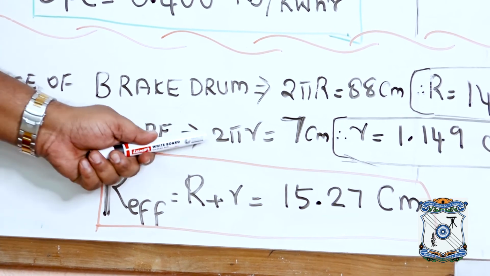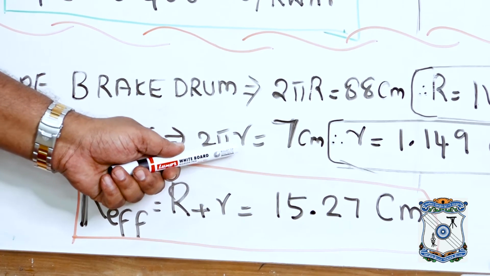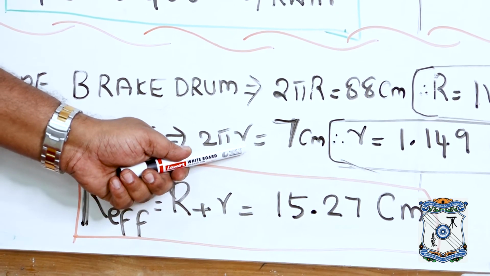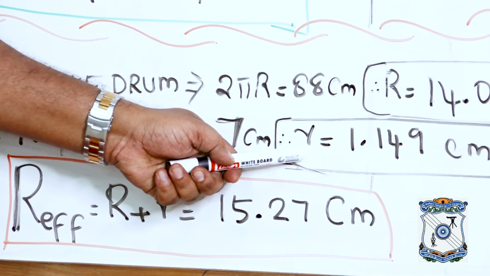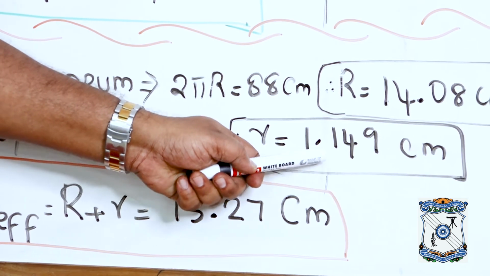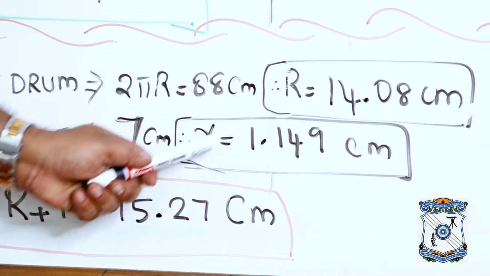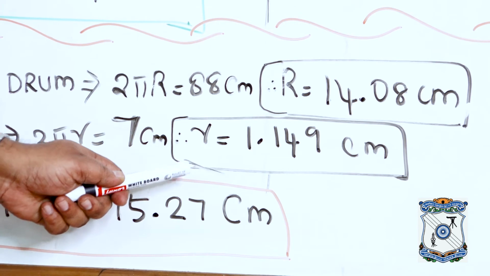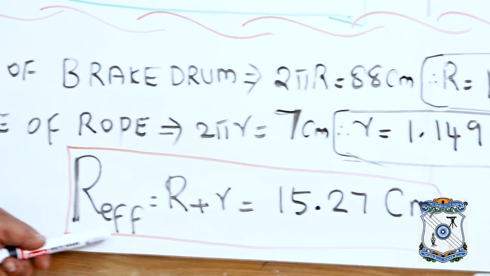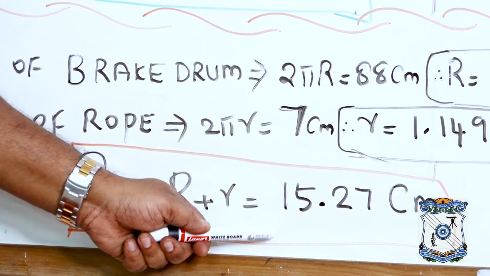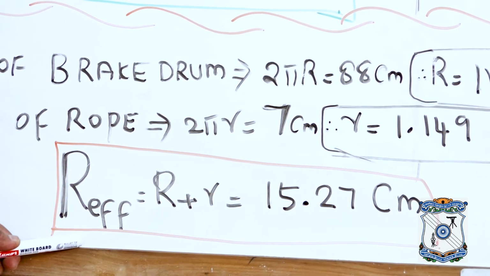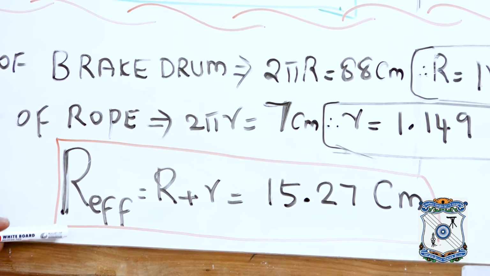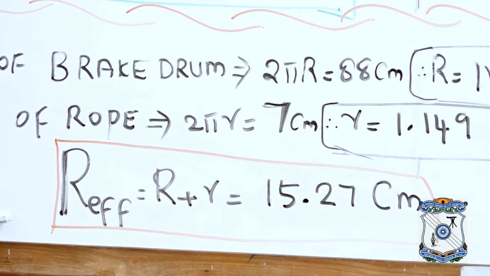So that circumference has to be measured, and that small r, that is the radius of the rope, is taken as small r. So 2 pi r is equal to 7 centimeter. From that, the small r is equal to 1.149 centimeter. If you add these two, that is capital R and small r, you will get the value of the effective radius. The value of effective radius is around 15.27 centimeter. This effective radius is used in the formula to determine the maximum load.